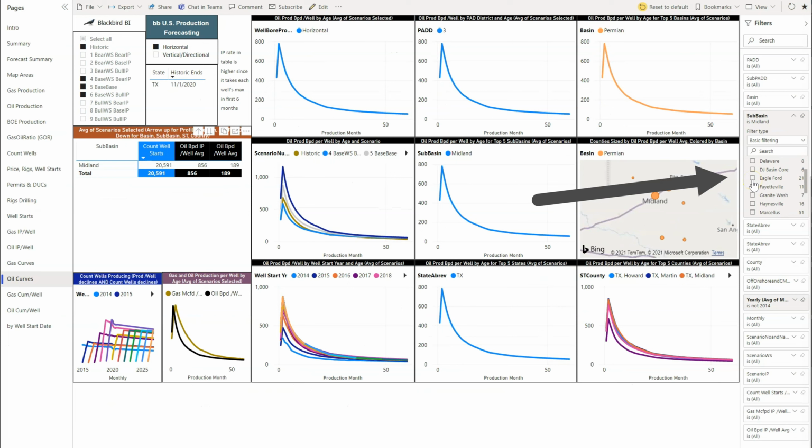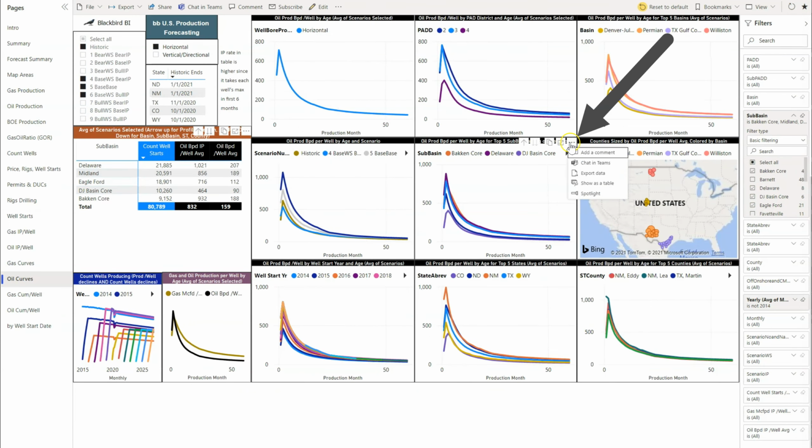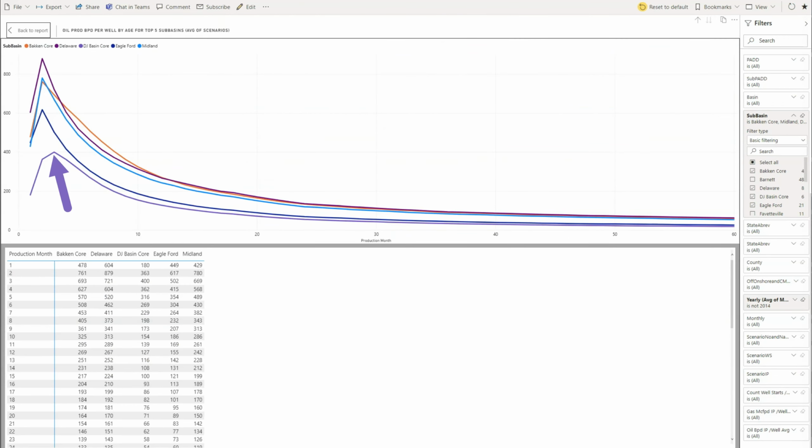We're still on the oil curves page, and we'll select 5 subbasins to compare against each other. This subbasin visual is where we'll focus now, and we can see that DJ Basin wells are the smallest, Eagle Ford is in the middle, and Midland, Delaware, and Bakken are the largest by far. Production ages a little differently across areas, but all their declines are steep the first couple years.